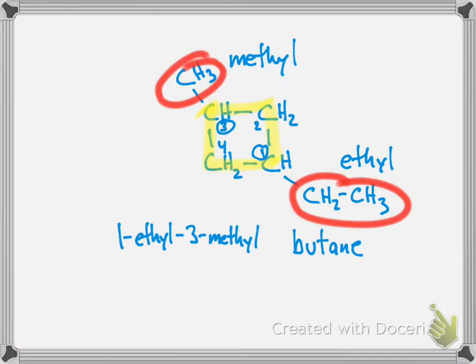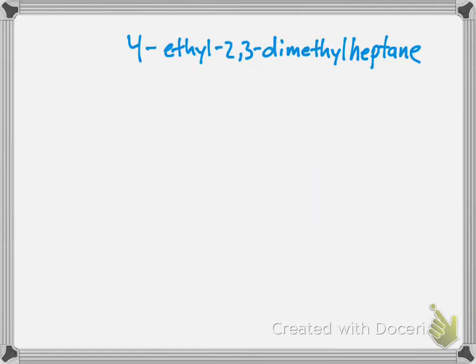And so the prefix we use for a circle is cyclo. So this will be C-Y-C-L-O. Barely got it squeezed in there. So this is 1 ethyl, 3 methyl, cyclobutane. That one was a little bit tougher. The last thing we want to do is just try and work backwards. I think that this is a little bit easier.